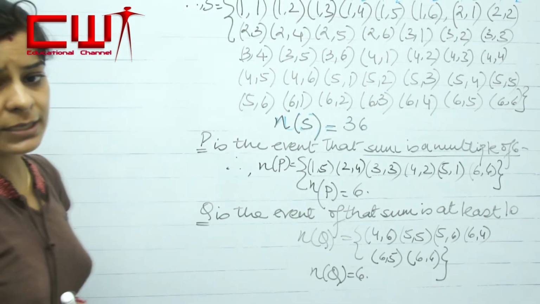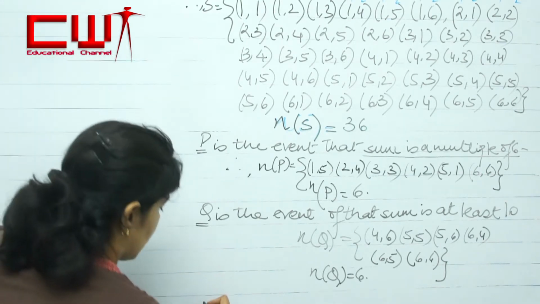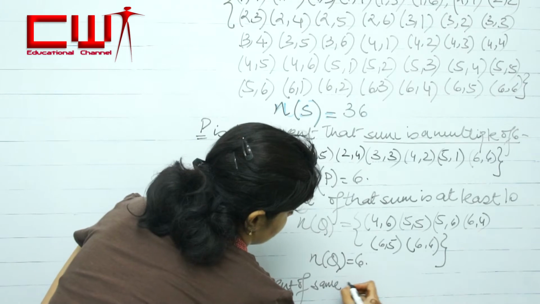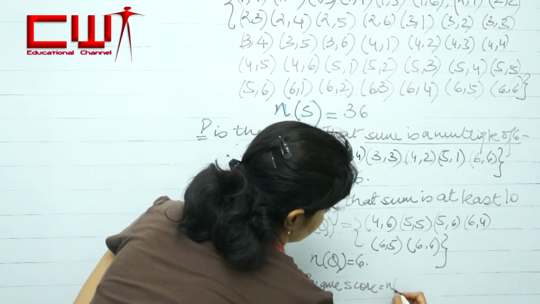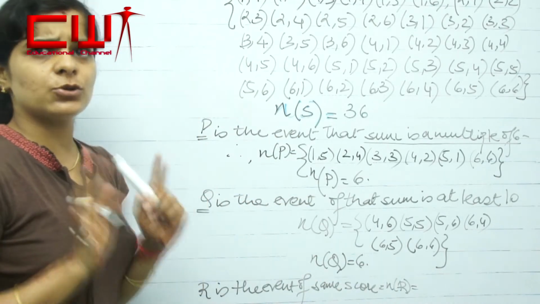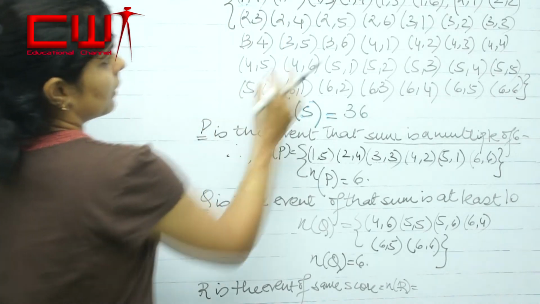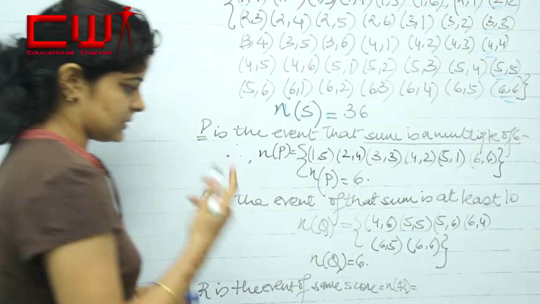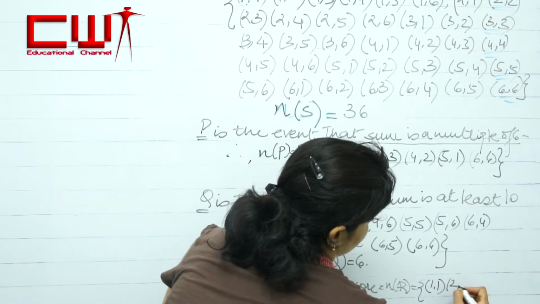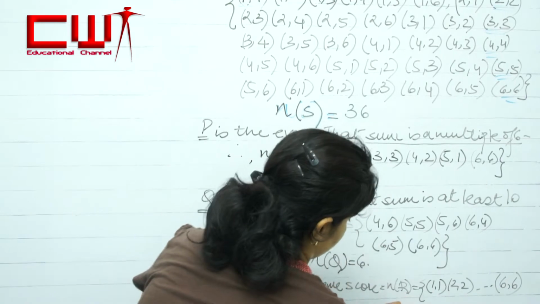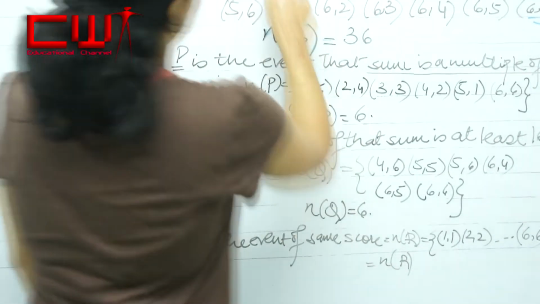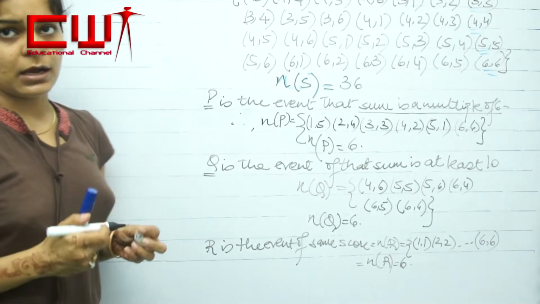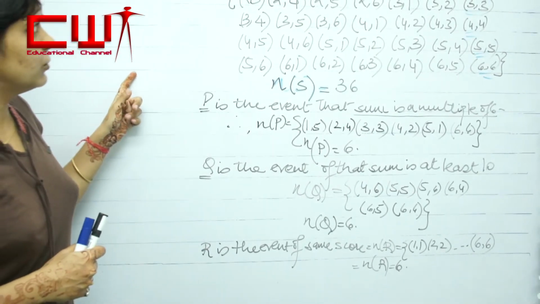Last is R. R is the event of the same score on both dice. Same score means on both the dice you have the same number. Same number means 1 1, 2 2, 3 3, 4 4, 5 5, 6 6. In both dice you will have the same numbers. So just write it. 1 1, 2 2 till 6 6. So what is your answer? n(R), how many? 1, 2, 3, 4, 5, 6. This is the answer. n(R) is 6. Right? This is the third question of exercise 4.1.